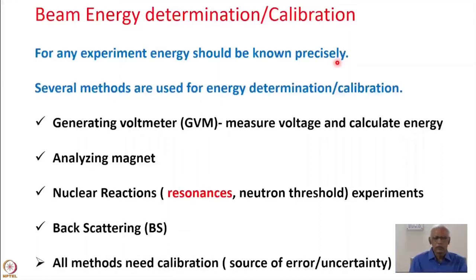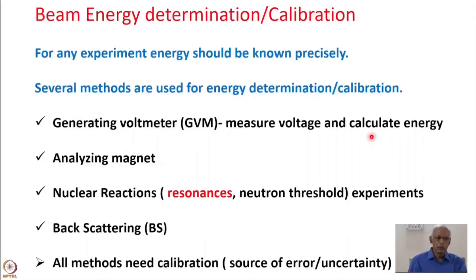Now, several methods have been used for energy determination, and they are listed here. Some are very accurate, some have some sources of errors. As I mentioned in the last lecture, one of them is that we use a generating voltmeter, GVM, to measure the voltage and then calculate the energy. As we discussed, there could be several factors which could add to error in that, and therefore there should be some other methods for measuring the energy very accurately, not using the voltage and then multiplying by the charge state and things like that.